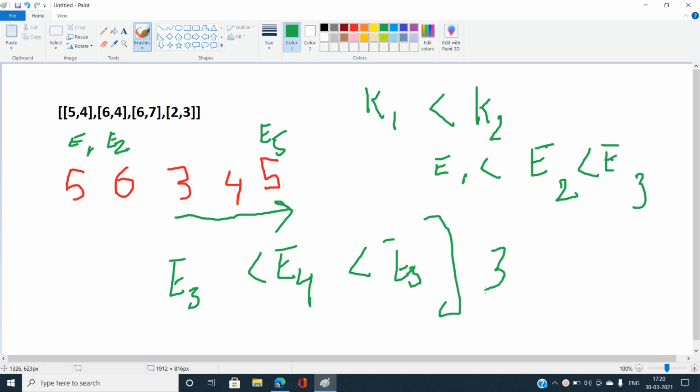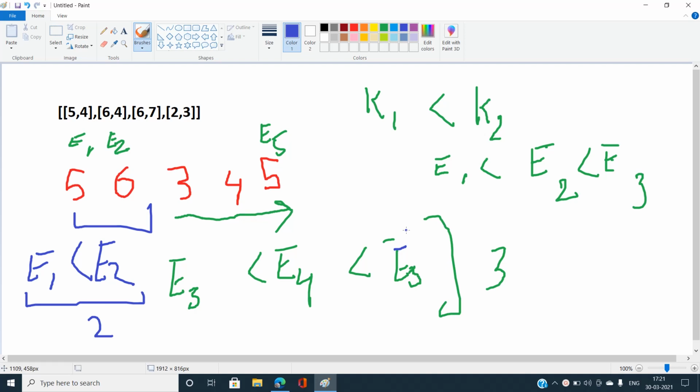And what about other sequences of envelopes? You can also find 5 and 6 where E1 is less than E2. E1 can be put inside E2. This is an answer, but this includes only two envelopes. This is not the maximum answer for this problem. And you can see 3 is less than 4 and 4 is less than 5, which can be our answer. That is, E3 can be put inside E4 and E4 can be put inside E5. So our answer for the length of the maximum sequence of envelopes is 3.